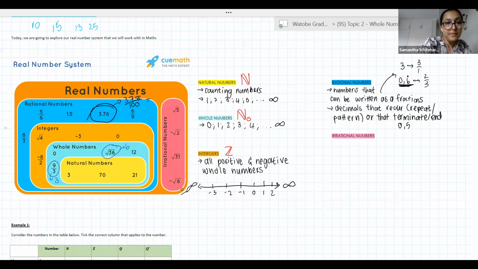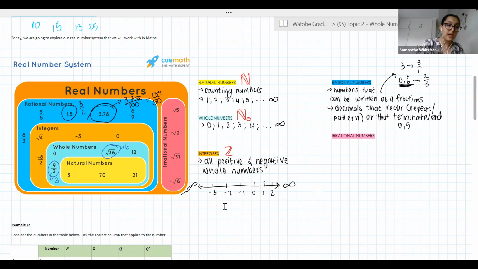189 over 50, but I can write it as a fraction. It's not a very nice fraction, but I can. The 1.5 as well, I can write that as 3 over 2. Any fraction or any number you can write as a fraction is a rational number.